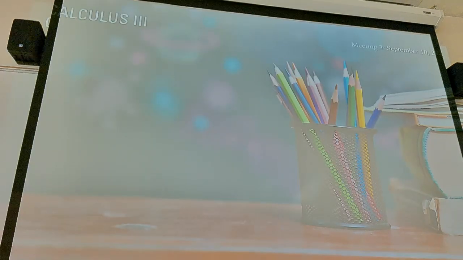We looked at vectors then. We added vectors. We did scalar multiplication. We did component form, standard unit vectors. But we didn't talk about products.